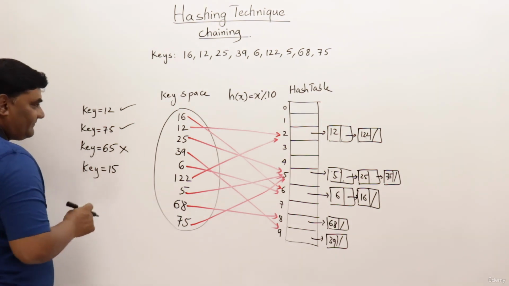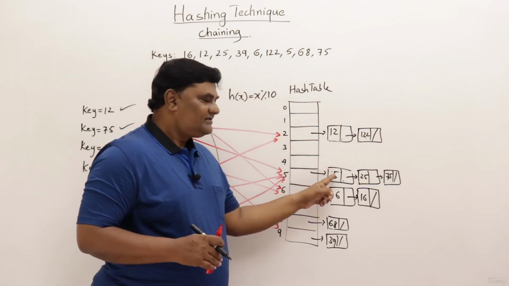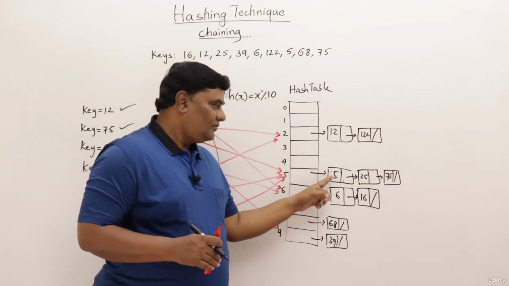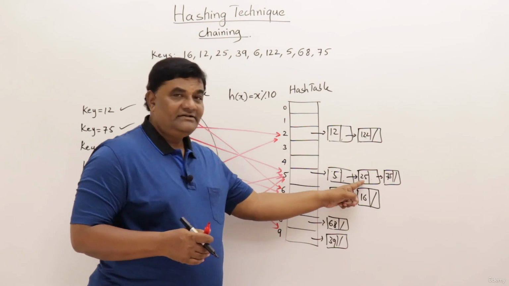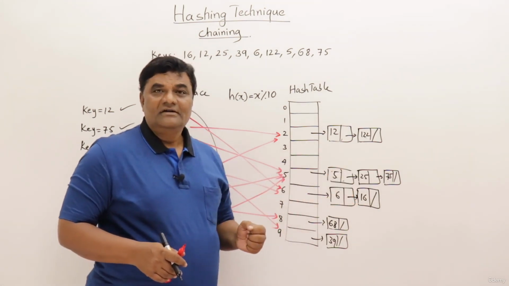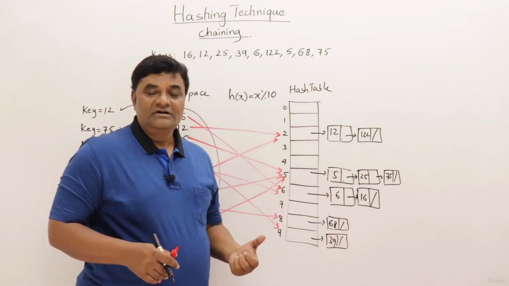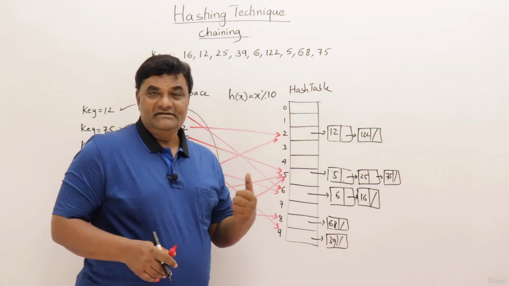15. 15 mod 10 is 5. Search here. Is it 15? No. 15 is greater. Is it 15? No. 15 is smaller. Stop. Don't check further. If they are sorted, that is the benefit. You can stop if the key is not found and if you get an element greater than the key that you are searching.